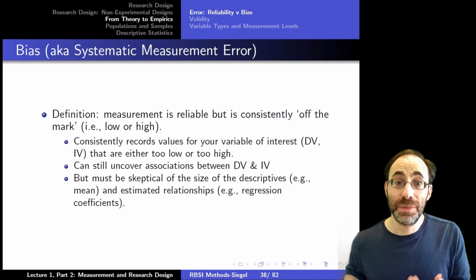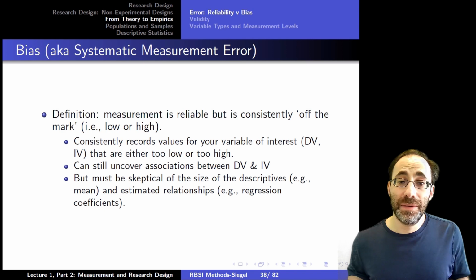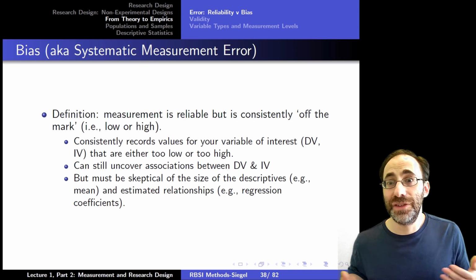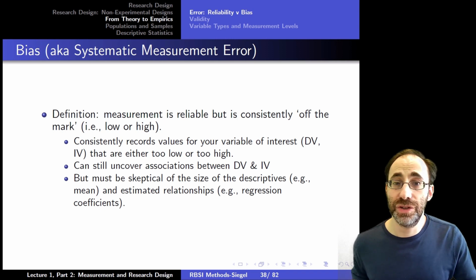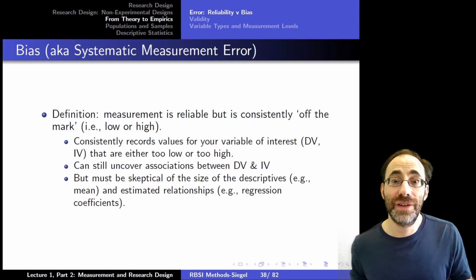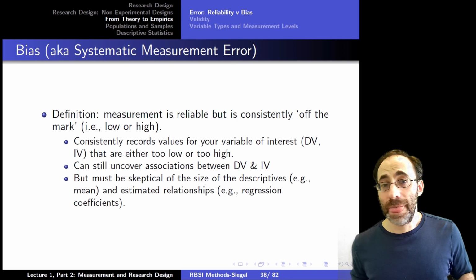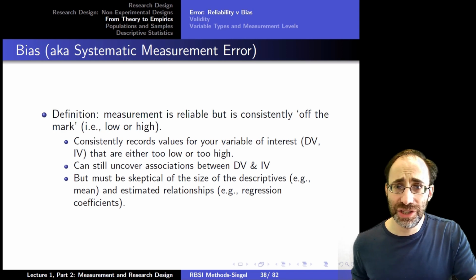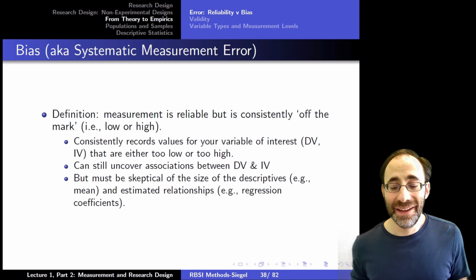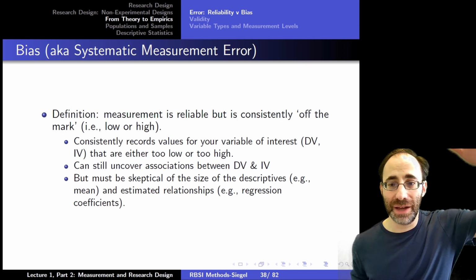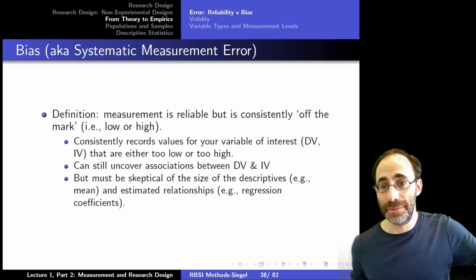Bias here is systematic measurement error. And the idea is your measurement might be reliable, but it's off the mark, right? You're constantly getting too high or too low measurements for your values of interest. And I should say here, it says it's reliable in the definition here, but it doesn't have to be reliable. You can be biased and unreliable as well, right? You could always be too high with every one, but be all over the place as well.